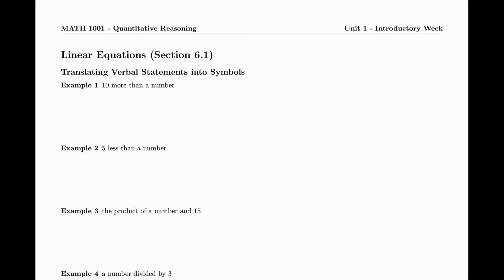Let's look at example 1. 10 more than a number. Our number can be whatever variable we'd like it to be, usually an x or a y. So we'll use x in this situation. To say 10 more than x, we need to say x plus 10. Notice this is 10 more. We are adding 10 to x.